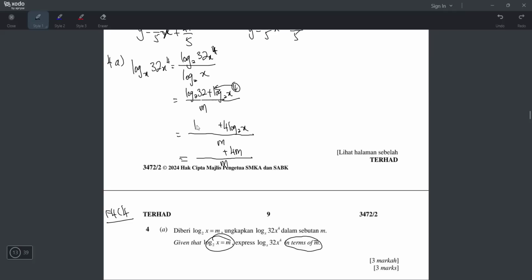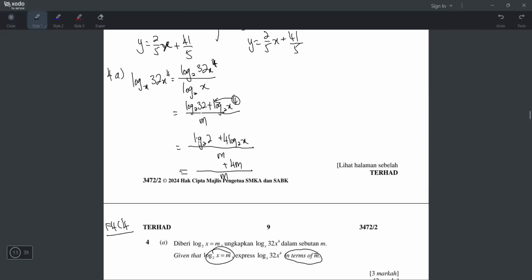But you can change it to log 2 base 2 actually. Why did I change to log 2 base 2? Because I know log 2 base 2 can cancel to become 1. And you need to think about 2 to the power of what gives 32. 2 power 5 is 32. Why did I do that? Because when I change the 32 to 2 power 5, the 5 I can write in front here, and then the log 2 base 2 I can cancel to 1. So it's just left with this. So this is your final answer: 5 plus 4m over m.